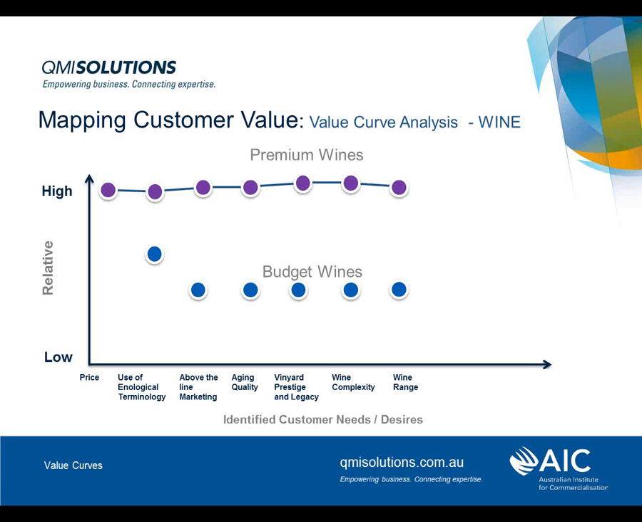They still use the same sort of terminology because they're trying to compete with the premium wines. So they were falling in the trap of using the same terminology. And they offered a lower price, trying to capture this market.